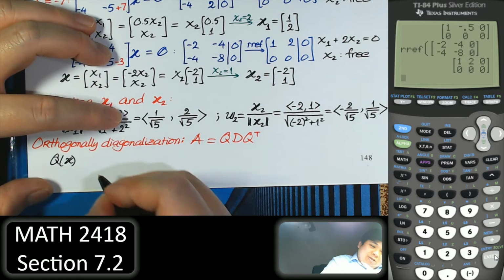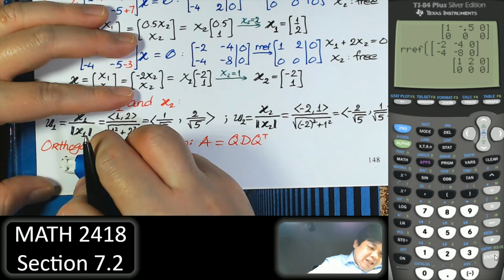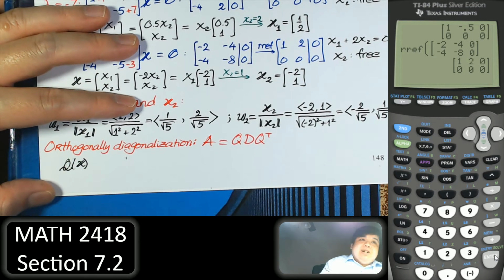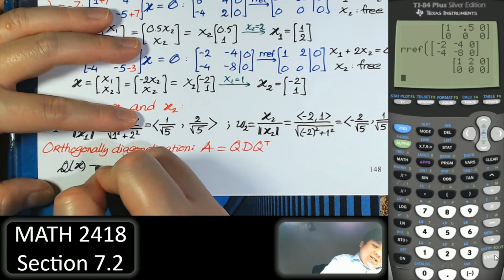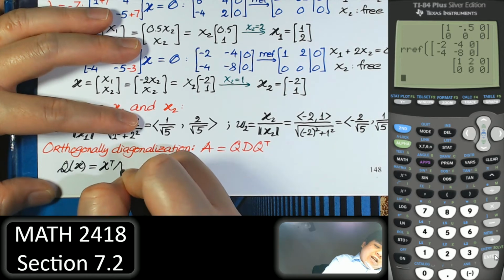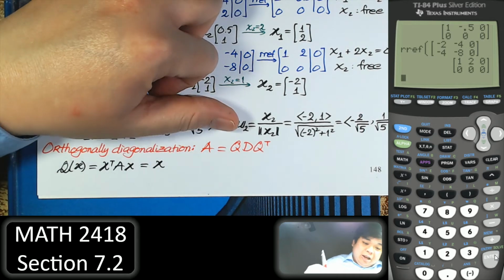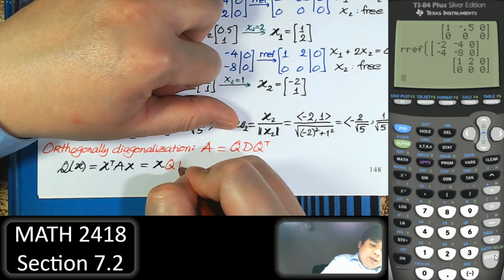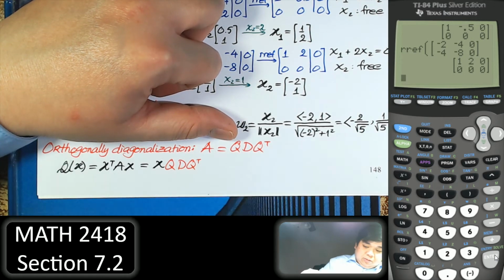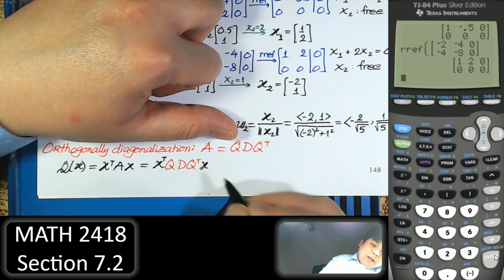Oh, that's fine. It is that the script Q doesn't matter. Right, so we have X transpose A X. Now the organization, instead of A, we will have Q D Q transpose X.